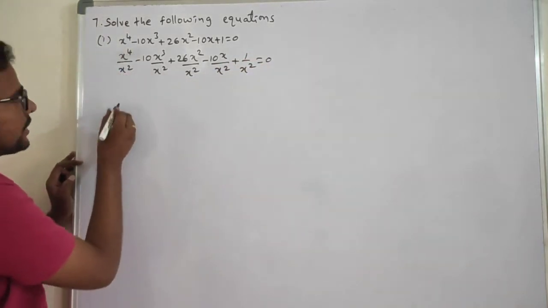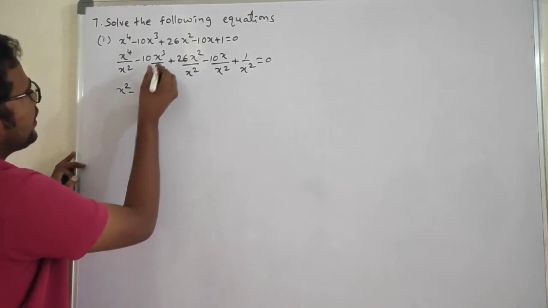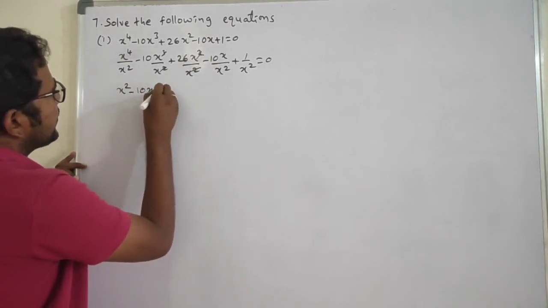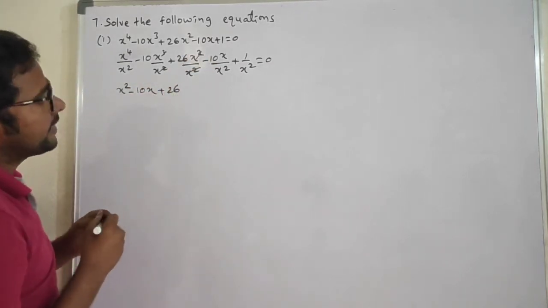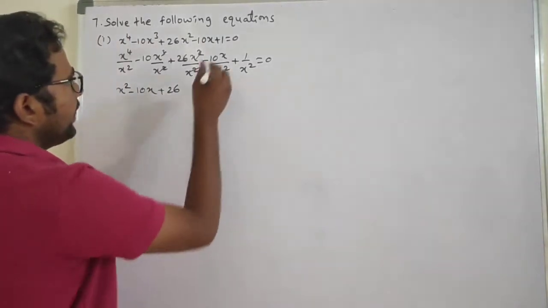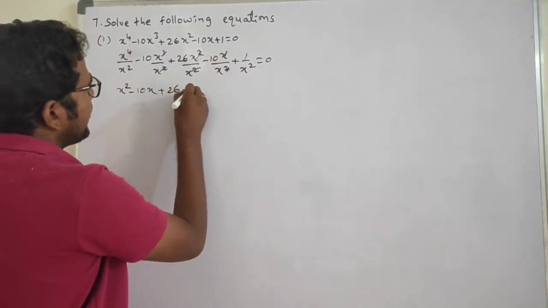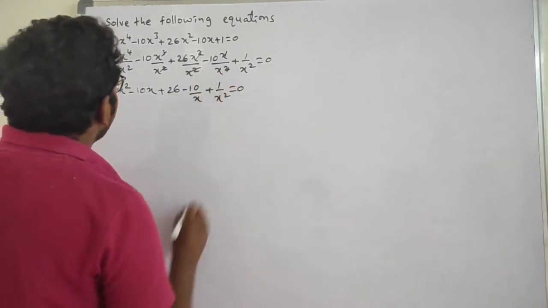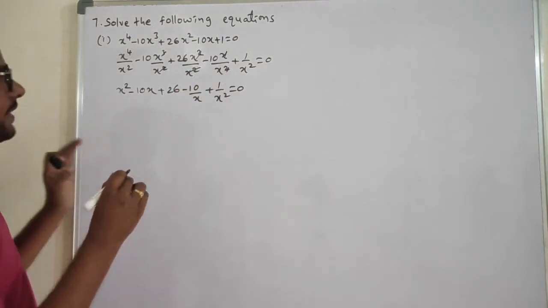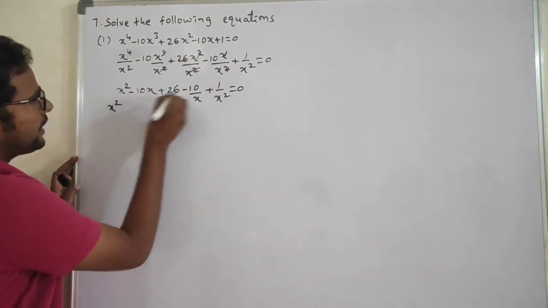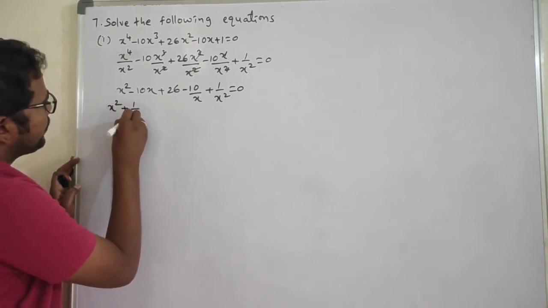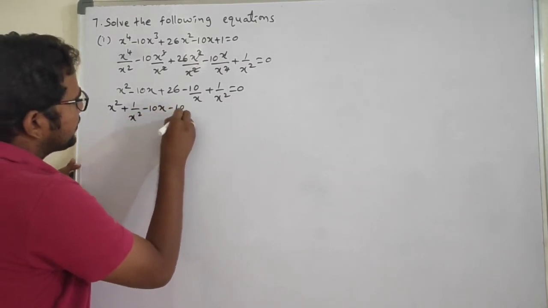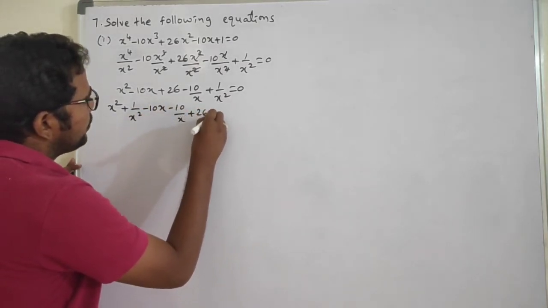So x power 4 by x square, x square remains. Then x square cancels, remaining 10x. x square cancels, remaining 26. Next, x cancels, remaining minus 10 by x plus 1 by x square equals 0. Here write the x square and 1 by x square terms together: x square plus 1 by x square, next minus 10x minus 10 by x plus 26 equals 0.